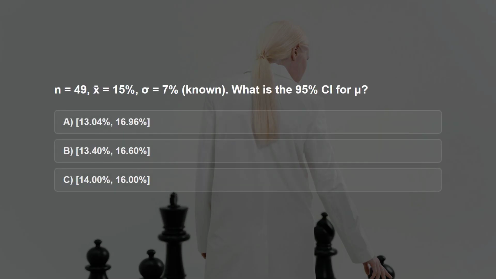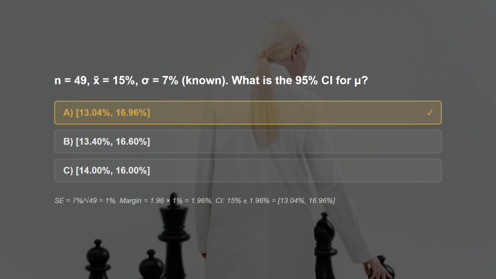Question 1. A sample of 49 observations has a mean of 15% and a population standard deviation of 7%. What is the 95% confidence interval for the population mean? Take a moment to work this out before I reveal the answer.